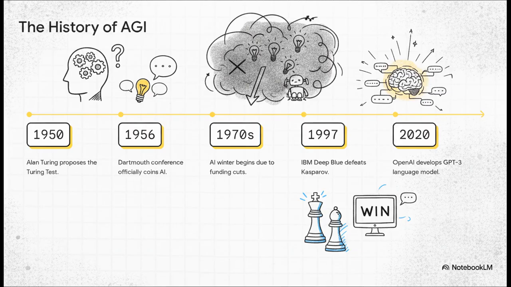But by the 1970s, reality hit, and it hit hard. Researchers realized they had grossly underestimated the sheer complexity of the human mind. Funding dried up, and that ushered in what's known as an AI winter. But specialized computing eventually bounced back. We saw narrow AI victories like IBM's Deep Blue in 1997, and more recently, the massive explosion of large language models like GPT-3 in 2020. And that brings us to today, where the AGI dream has been completely reignited.